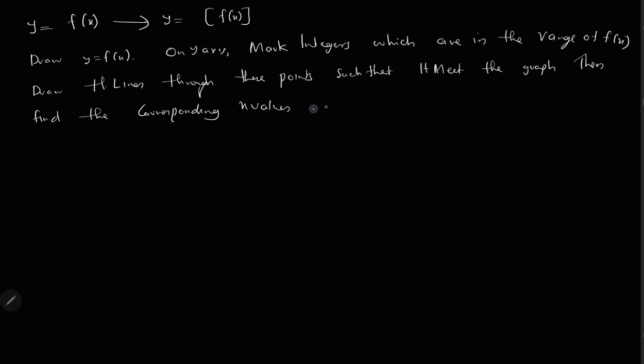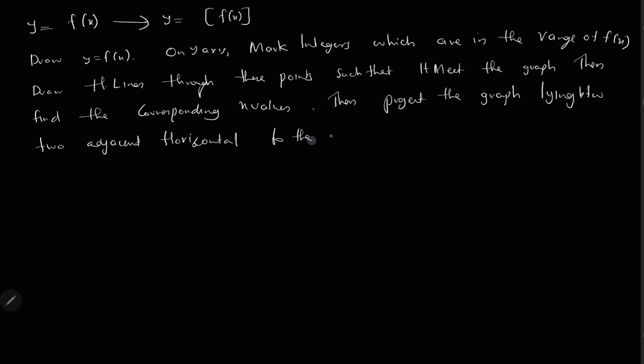Okay, then what you need to do is project the graph lying between two adjacent horizontal lines to the lower integral slab. Okay, that's the graph. Okay, so we will do a question, that time you will understand.